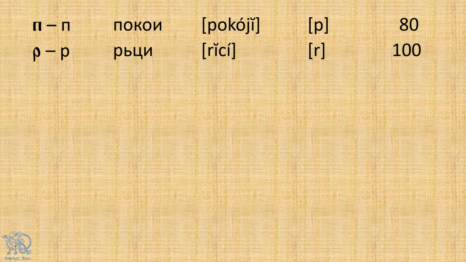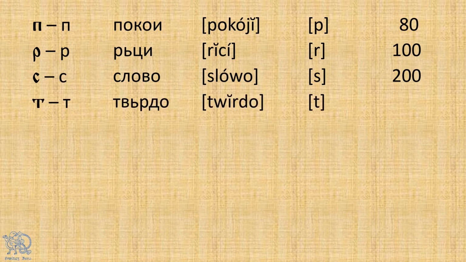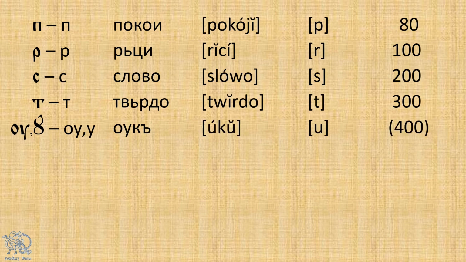Pokoje, pokoje, the sound P and the numeric value 80. Ritsi, ritsi, the sound R and the numeric value 100. Slovo, slovo, the sound S and the number 200. Tvirdo, tvirdo, the sound T and the number 300. Uko, uko, the sound U, and it sometimes meant 400, but there was another letter that was also used for 400.